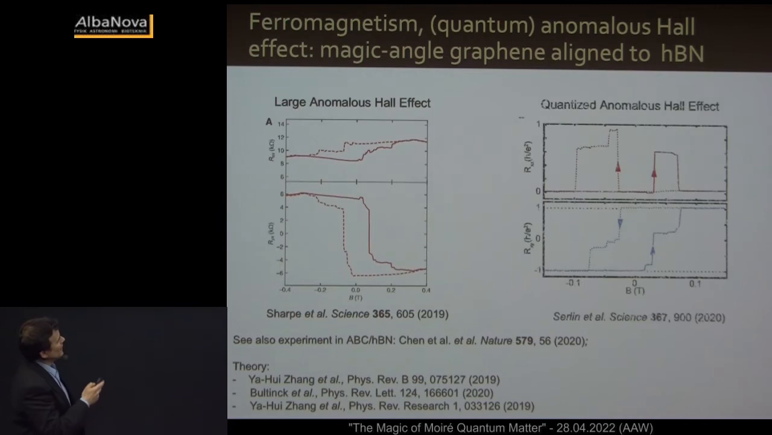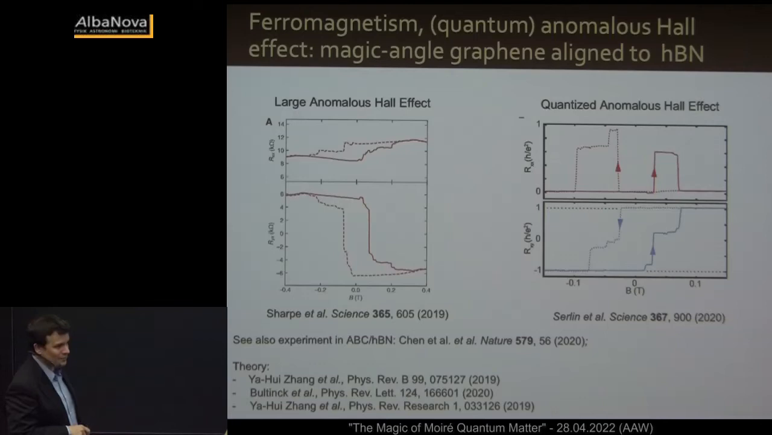And again, about 6 months later, the group of Andrea Young at UCSB showed actually the quantized anomalous Hall effect in the system, so quantum Hall effect at zero magnetic field in this Moiré platform, in a platform that does not have any magnetic impurities or magnetic elements. Again, this is just carbon. Okay?